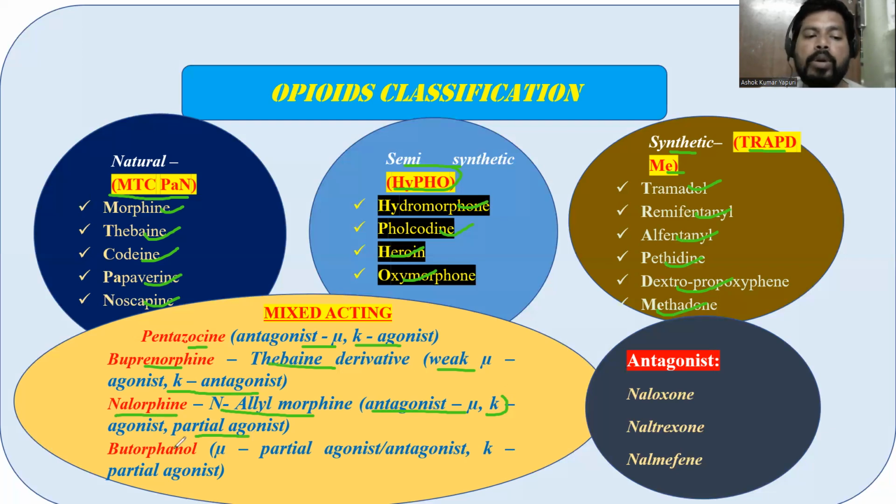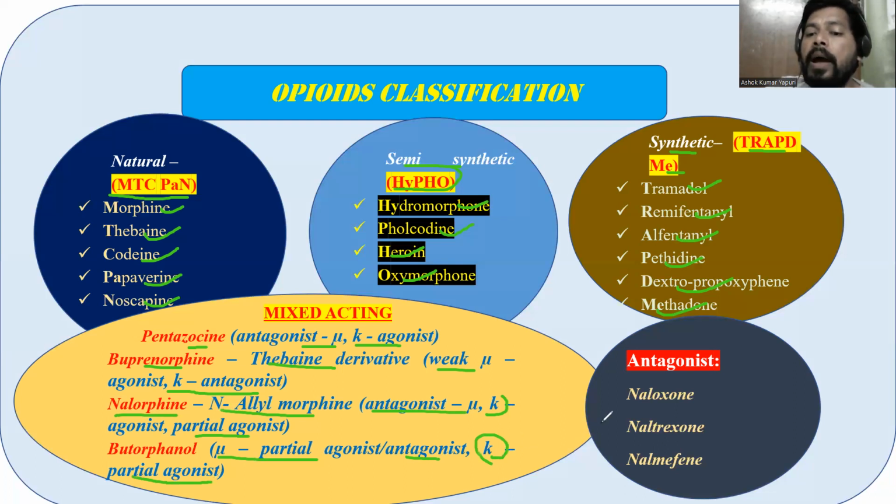And next is butorphanol. It is a partial agonist at the mu opioid receptor, may also act as an antagonist at the mu opioid receptor, and acts as a partial agonist on the K opioid receptors.